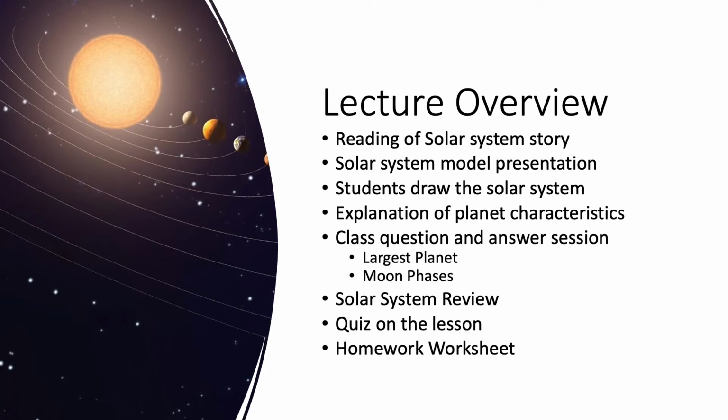The lecture overview: reading of the solar system occurred initially. The solar system model presentation, and the students drew the solar system. Explanation of the planet characteristics. You did have some classroom question and answer session with the largest planet and moon phases, and we'll talk about that a little bit later. The solar system review, quiz on the lesson, and homework worksheet.